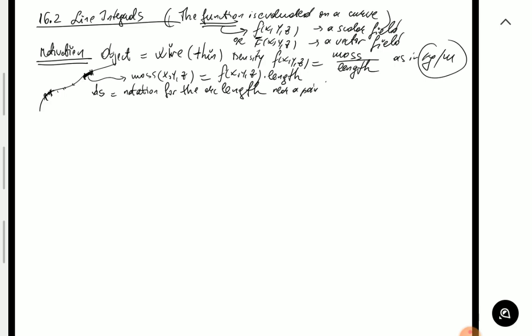So basically, for a very small arc length as you partition the wire in the Riemann sum, it's the equivalent of dx in the integral of a function from calculus 1, like the integral from a to b of f of x dx. So keep this in mind that we have this notation.